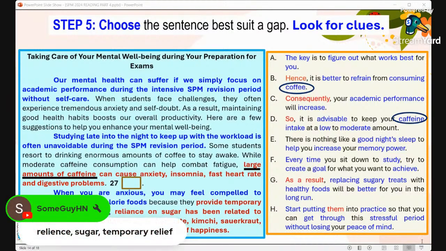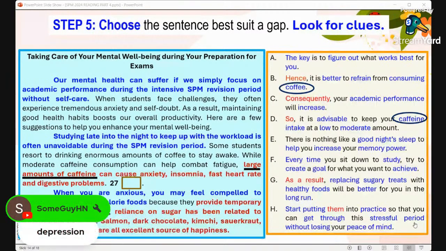Some guys say reliance, sugar, temporary relief, also depression. Yeah, I think some guy, he likes the word depression too much.